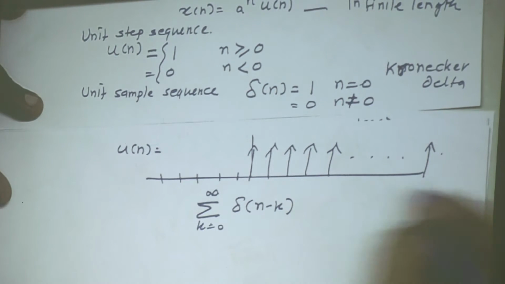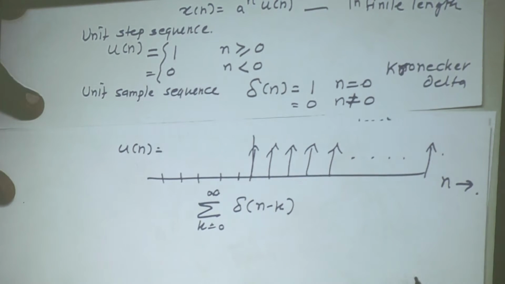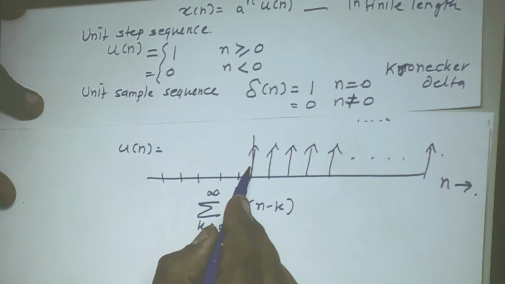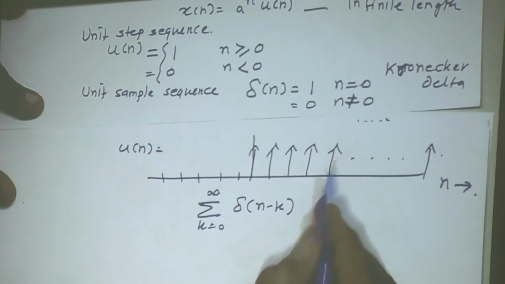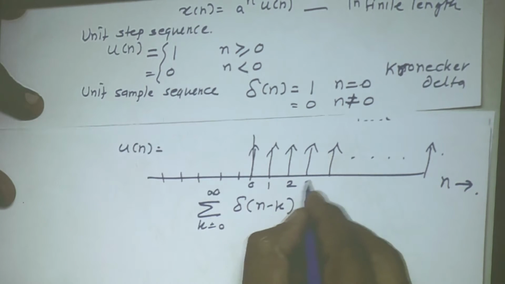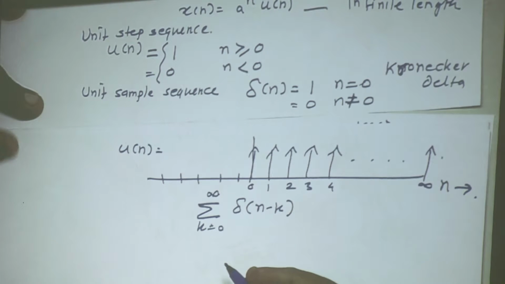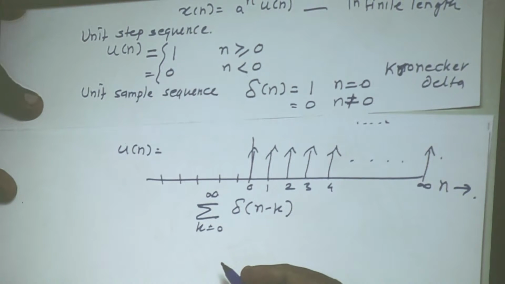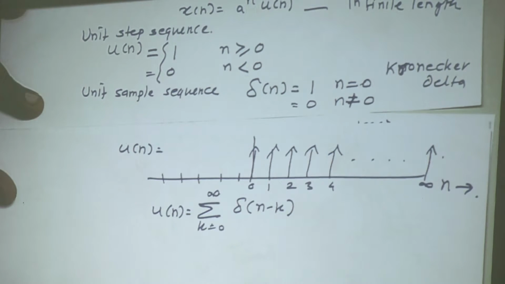Here there is no concept of t. These are the values of n. This is a sample value delta[n]. This is delta[n minus 1], delta[n minus 2], delta[n minus 3], delta[n minus 4], because these are the sampling instances 1, 2, 3, 4, 5 and infinity. So it is delta[n minus k]. So u[n] is equal to the summation of delta[n minus k], k going from 0 to infinity.